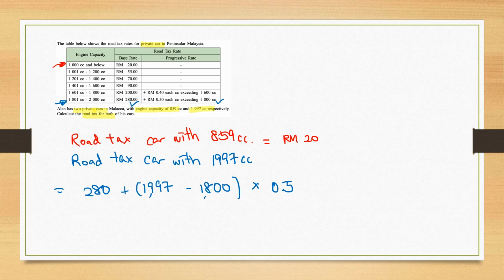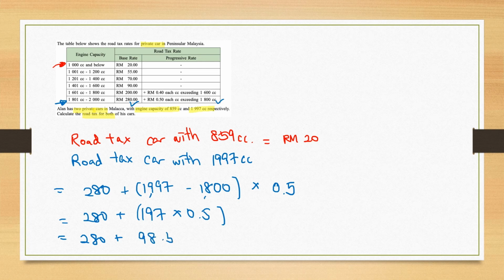Alright, so let me just do this. 50% as I said. So the final result will be 280 ringgit plus, let me just calculate here for the right side of the equation, 197 times 0.5. Okay, 280 plus the times amount will be 98.5. Your final figure will be 378 ringgit and 50 cents. There you go.